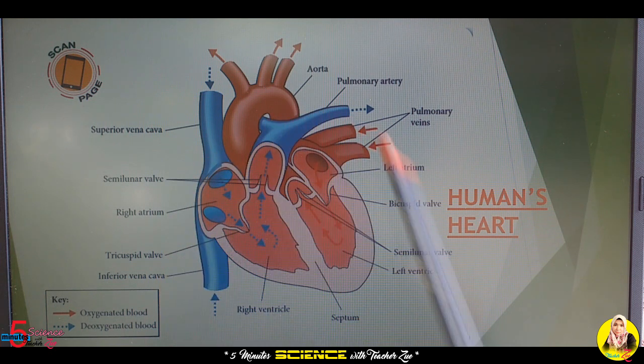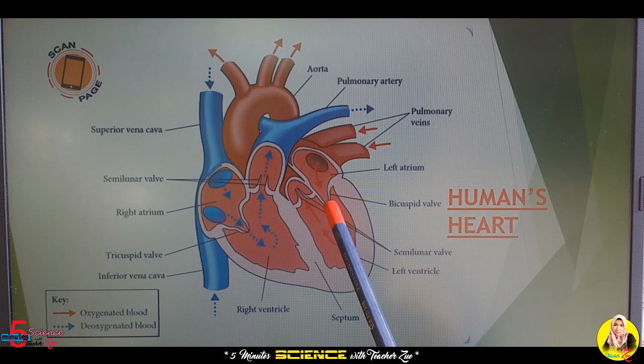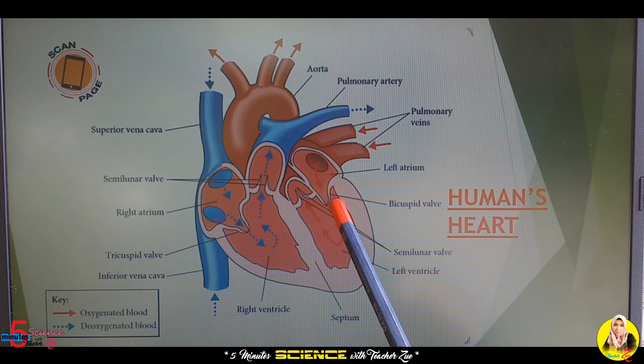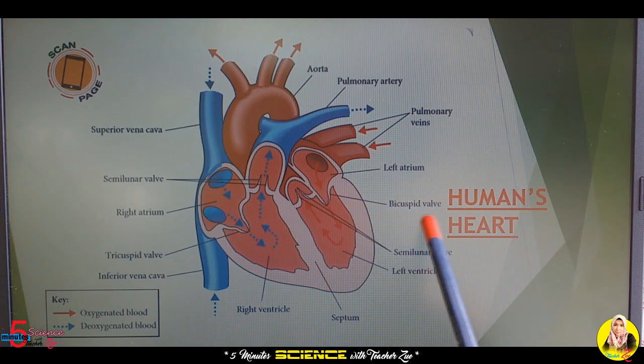Besides, the heart also has valves. Here and here, then here and here. Both of these we call semilunar valves. This one at the left side of the heart is the bicuspid valve. At the right side is the tricuspid valve. Valves prevent backflow of blood.